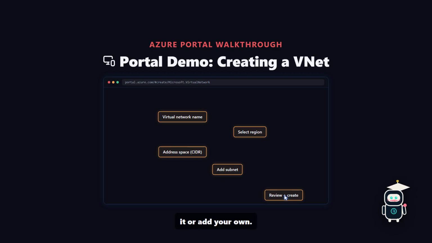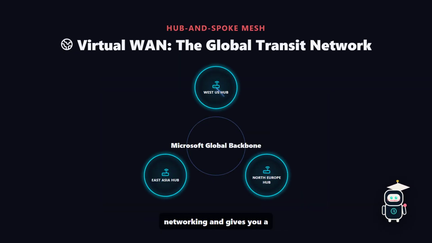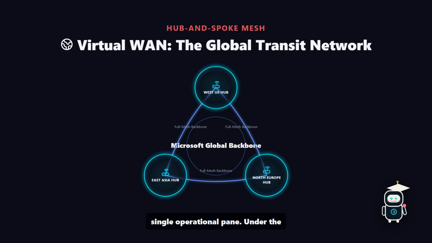You can edit it or add your own. Click Review plus Create, and Azure validates your settings in seconds. The portal is great for one-off labs, but for production, you'll want to export the ARM template or use the CLI. Virtual WAN abstracts away complex networking and gives you a single operational pane.